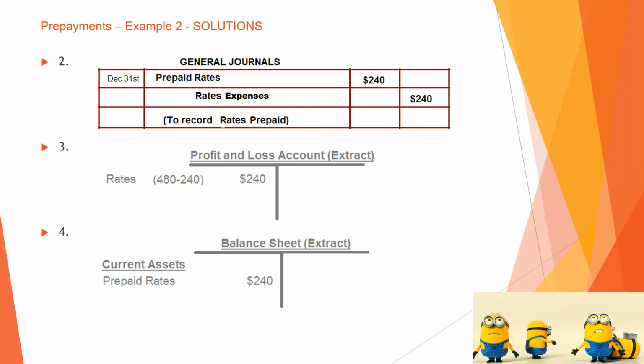Note that the profit and loss, we keep it very simple. We do not show any information that is not shown in the question, so we just keep it simple, whatever the values that were given. So the rate is $240 for simplicity, and any other information that was not provided we do not take into account. So now we have profit and loss $240, balance sheet current asset prepaid rates $240.